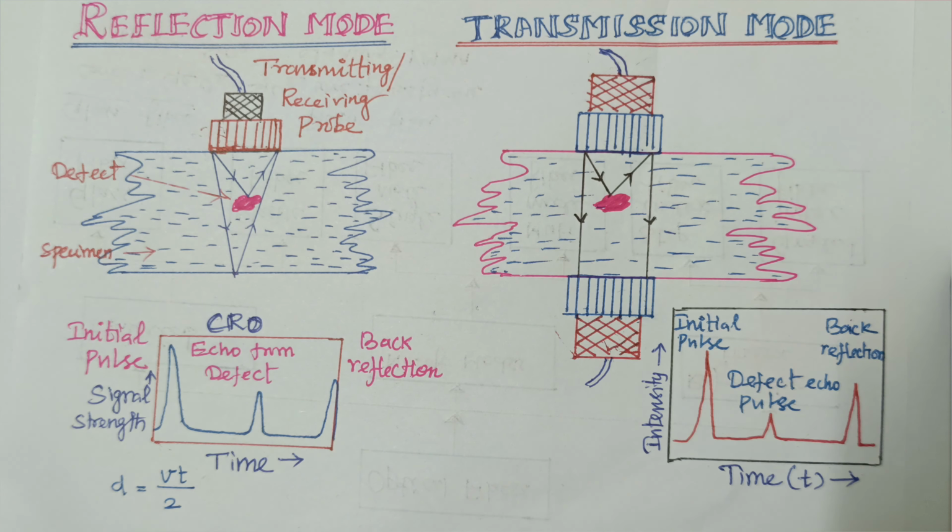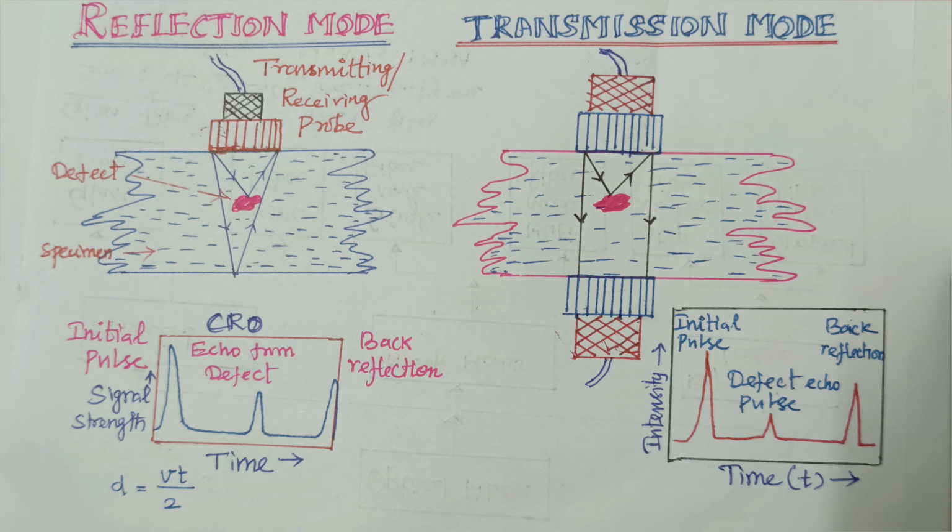So what are the merits of this method? Here only one side inspection is sufficient. You can examine any area of the sample from only one side. But in through transmission methods, you need access to both sides of the samples. That is the merit of this method.